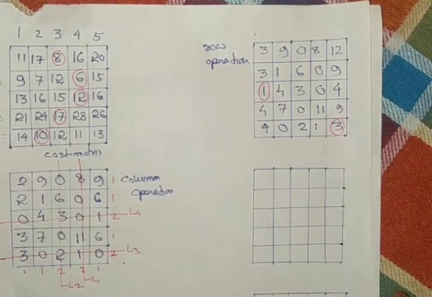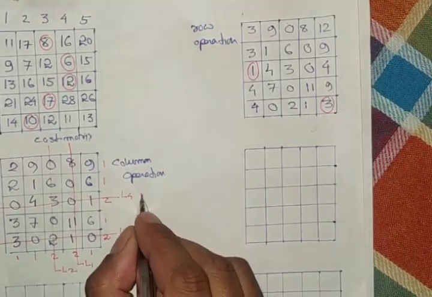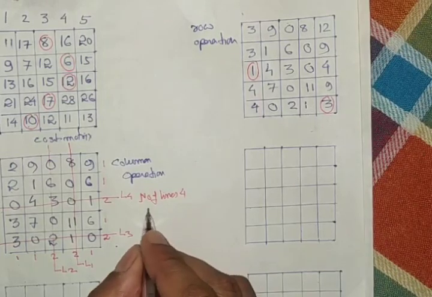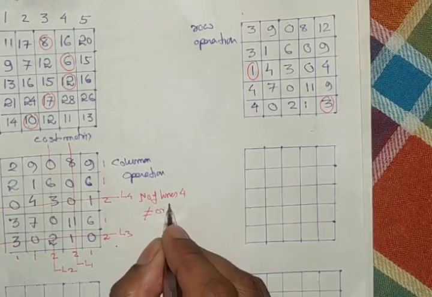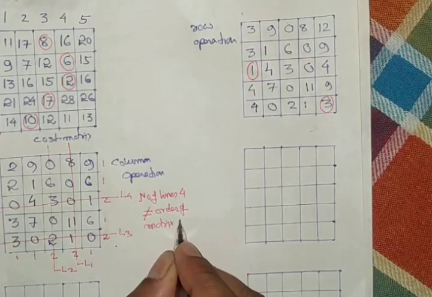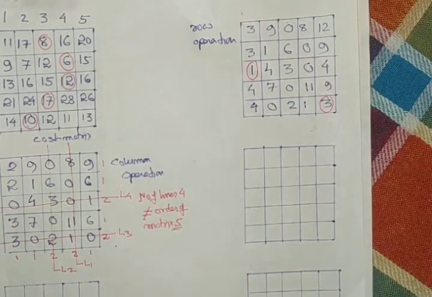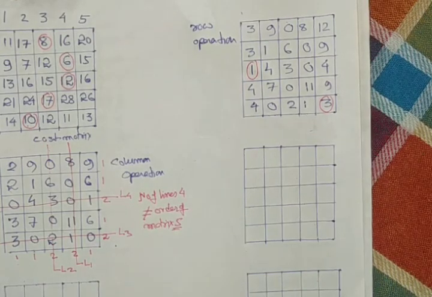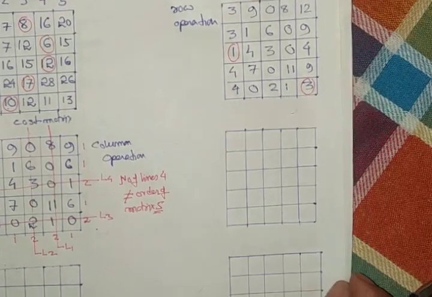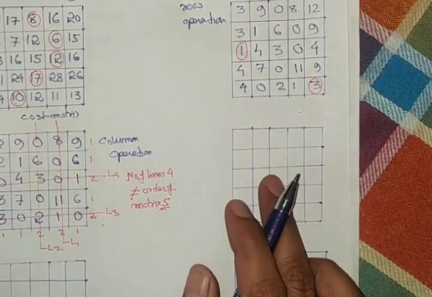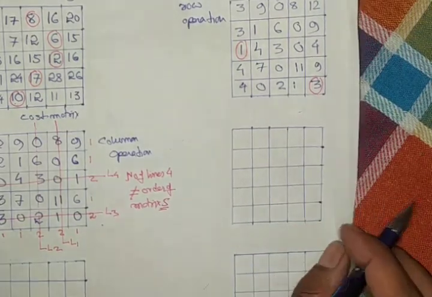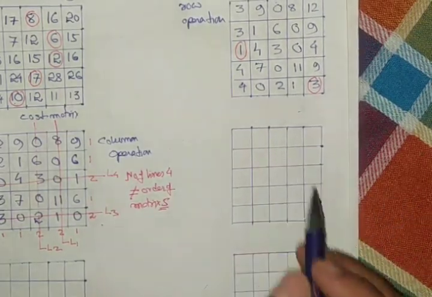Now you have to check: the number of lines is 4, which is not equal to the order of the matrix, which is 5. So it is not the optimum table. Now you have to get a revised table to get the optimum result. How to get the optimum revised table?